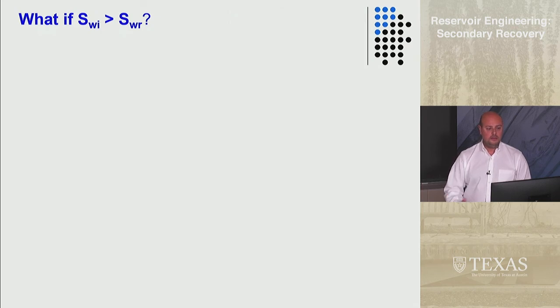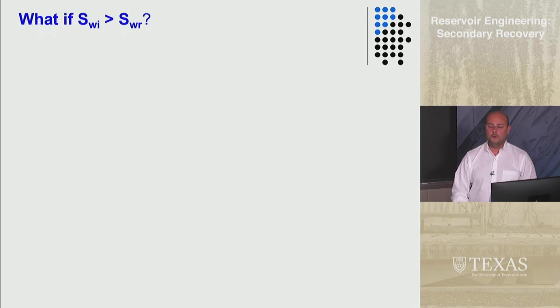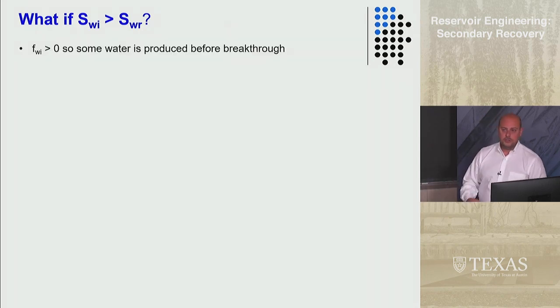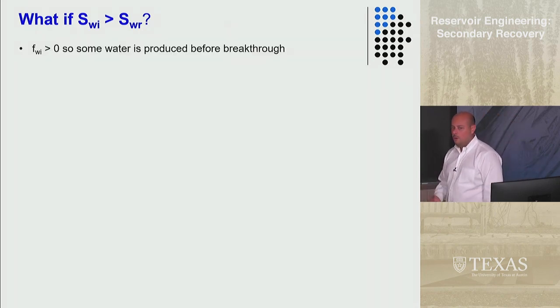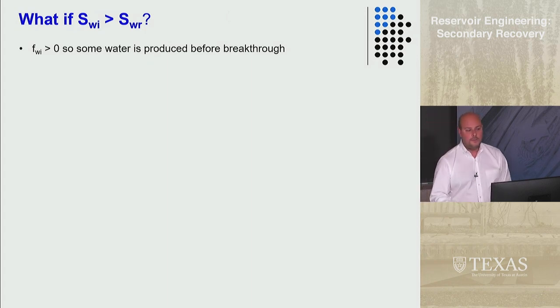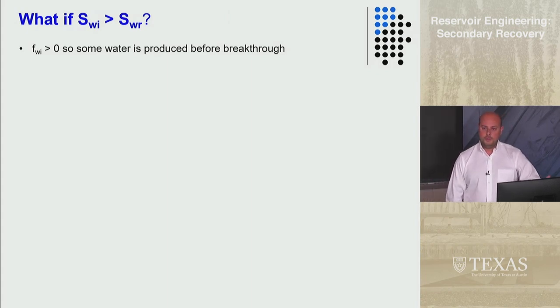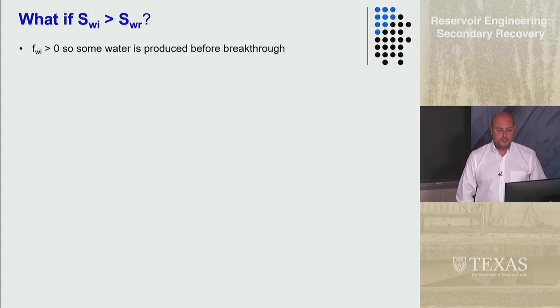But what if, let's say SWR is 0.2, but SWI is 0.4. Then what happens? Well, first off, if you're above the residual water saturation, then that means that some of the water is mobile. It means it can flow. And because of that, you will produce some water even before breakthrough. So even at the very beginning, you inject, and from your producer well, you produce both water and oil. It might be mostly oil, but you will produce some water.